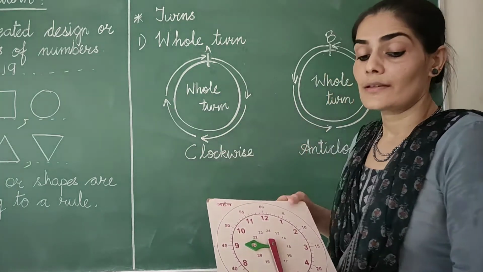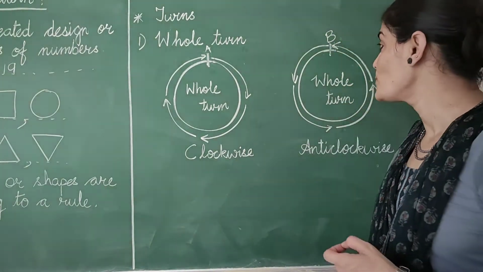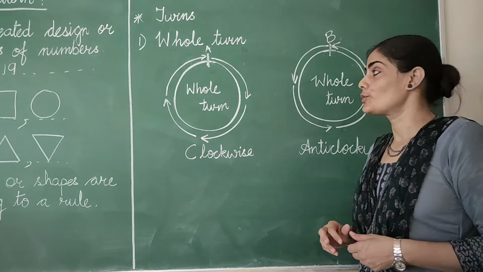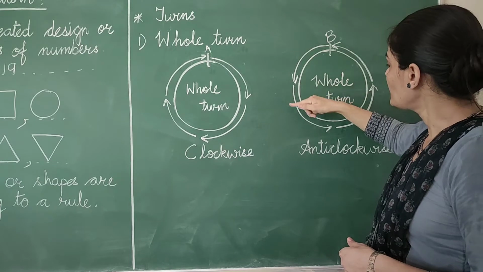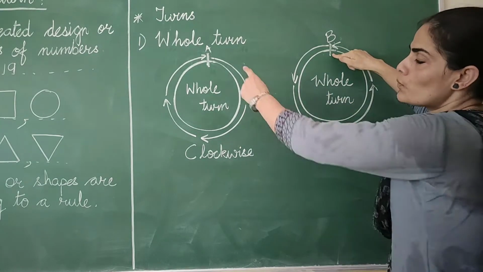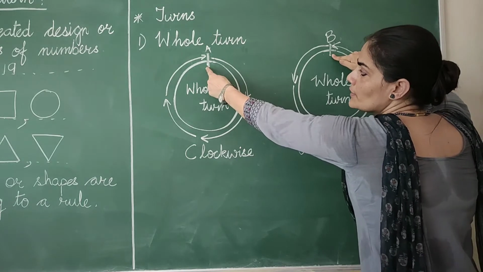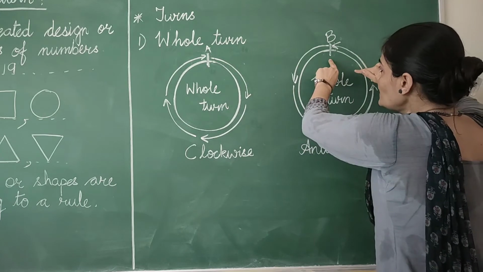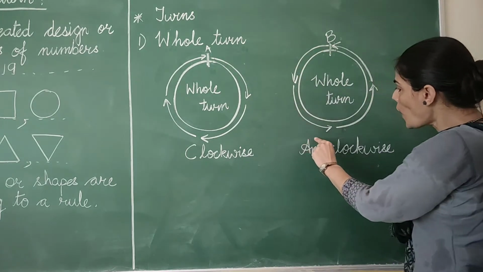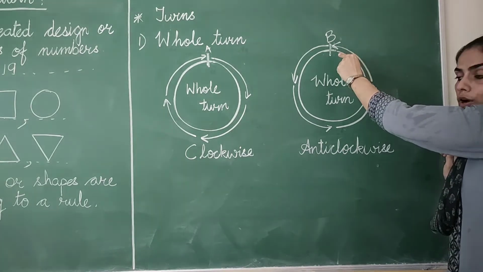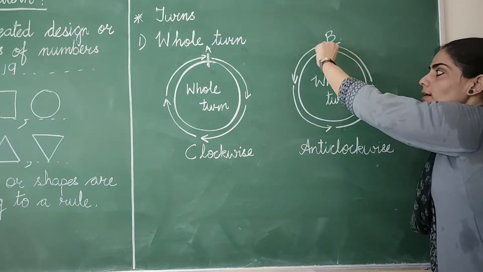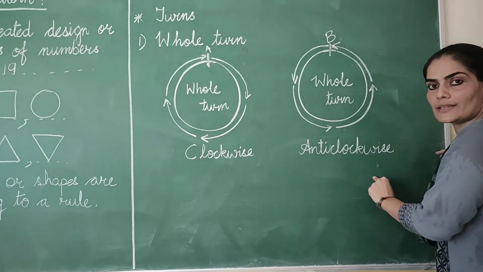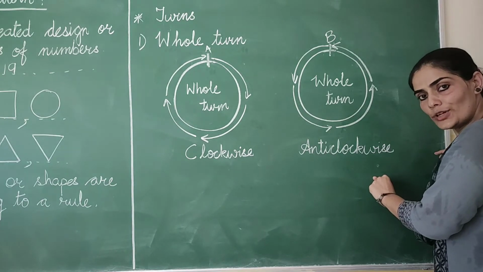clockwise. But if the movement of the object is in the opposite direction as the movement of the hands of a clock would be, then we say the turn is anti-clockwise. What did we see in the first example? The object moved in the same direction as the hands of a clock. But here, the object moved in the opposite direction as the hands of a clock. Then in such a case, the turn is one whole only, but it is anti-clockwise. Have you all understood?